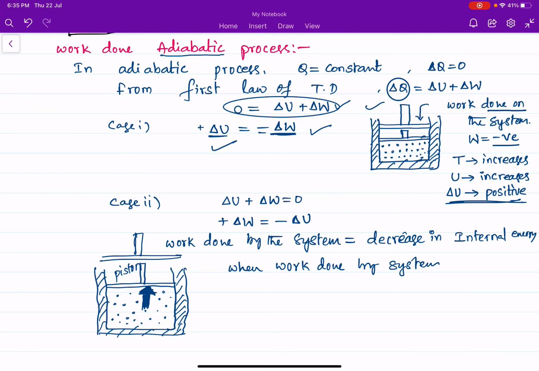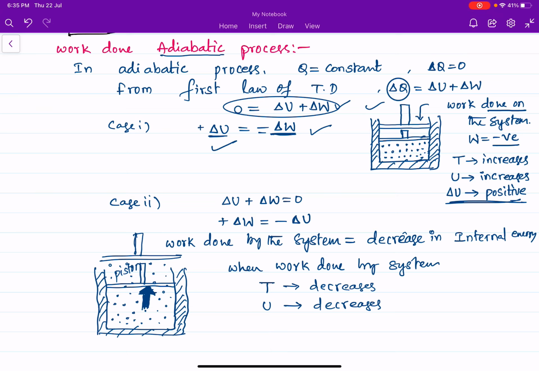If volume increases, these molecules will be spread out at larger distances. That is, the intermolecular distance between the molecules will increase. If the distance between the molecules increases, collision rate decreases. If collision rate decreases, temperature decreases. If temperature decreases, that means internal energy also decreases, because we know in an ideal gas, internal energy is only a function of temperature.